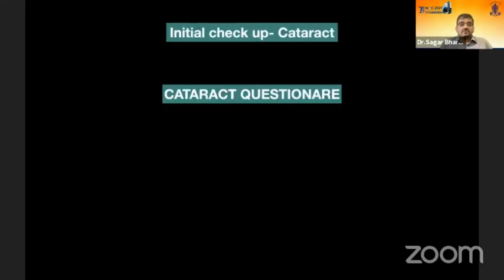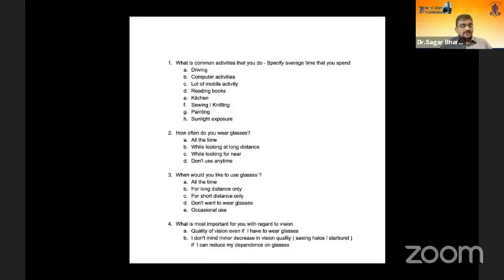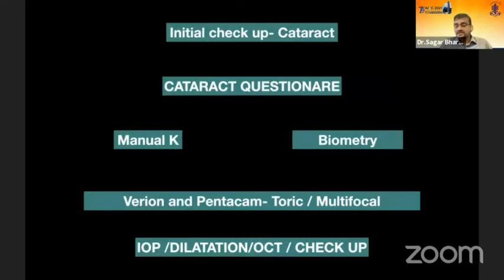So in our setup, the optometrist does the initial checkup and diagnoses the patient to have cataract. He hands over a cataract questionnaire, which the patient fills up, and it tells us about the patient's lifestyle, present spectacle use, post-op expectation of spectacle use, and opinion about quality of vision. This information is usually helpful to understand what the patient needs.